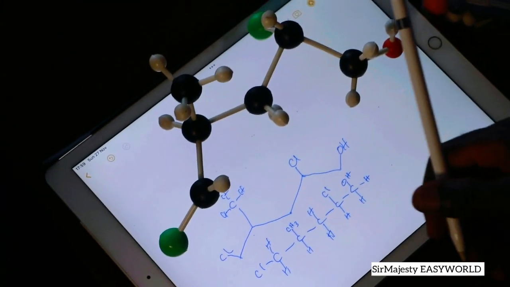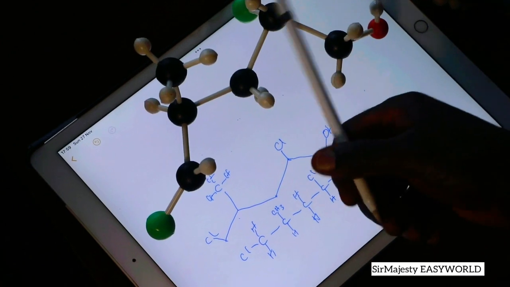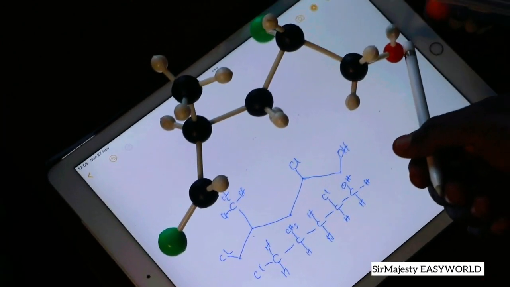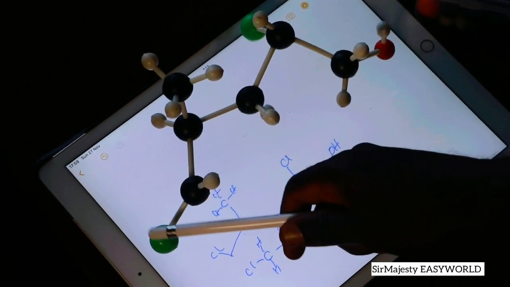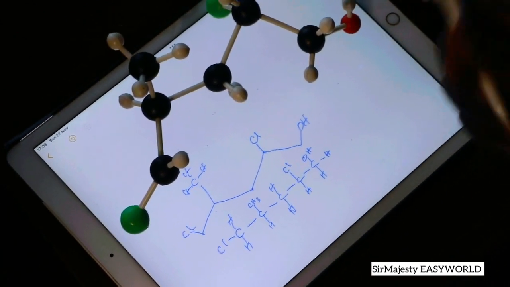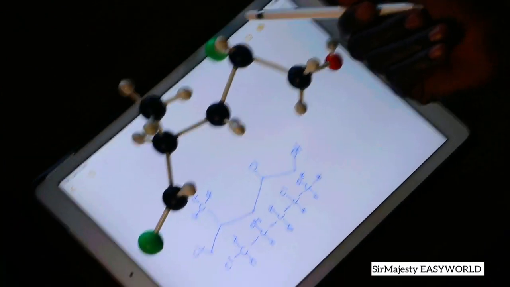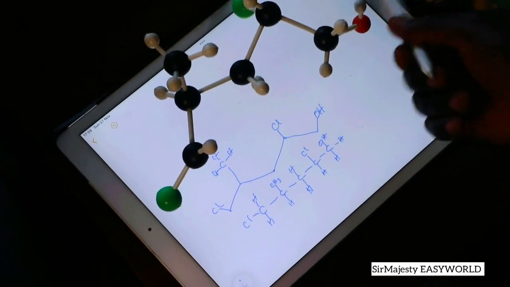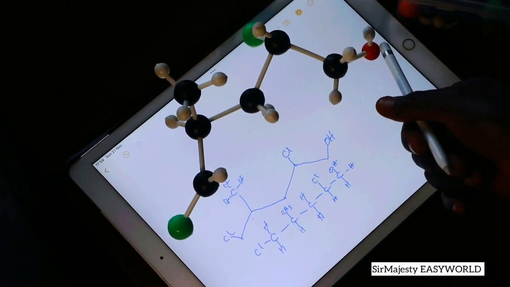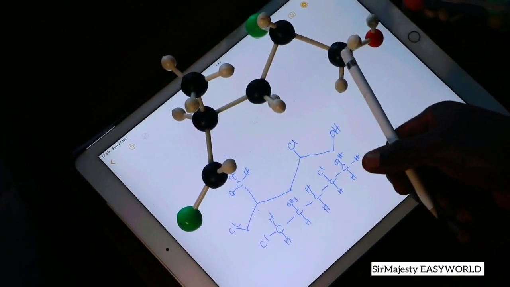Now, to name this, we are going to start. We have the functional group here. We have the single bond throughout, which is ane. And then we have the OH, which is for alkanol. And then we have the halogens, that's for the haloalkanes. So this is a haloalkane, and also there is an alkanol attached to it. So between halogen, the single bond, and the OH, which one has priority over the other? The OH has priority.